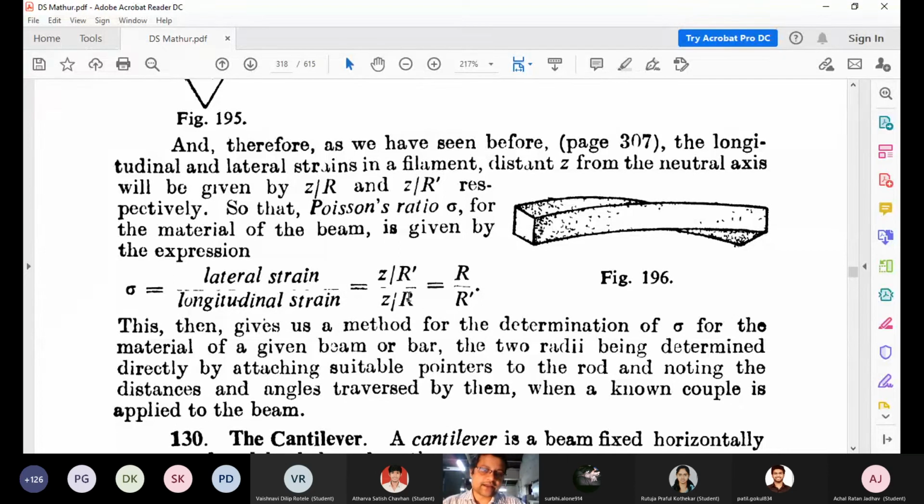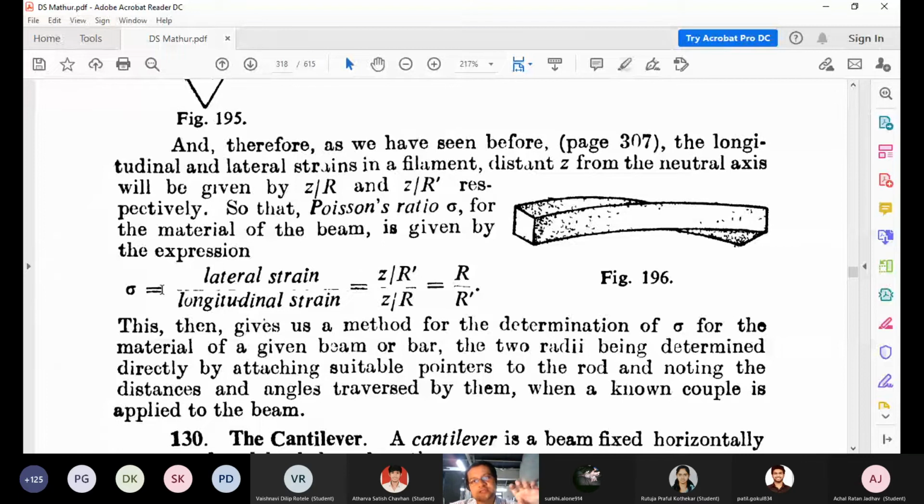So that longitudinal strain here in this case is Z by R, and Z upon R prime is the lateral strain. So R upon R prime: R is the original radius of curvature, the radius subtended at the center by that arc, and R prime is the changed radius of curvature. So Poisson's ratio can be determined here by how much the radius of curvature changes. By knowing that radius of curvature you can also calculate the Poisson's ratio.